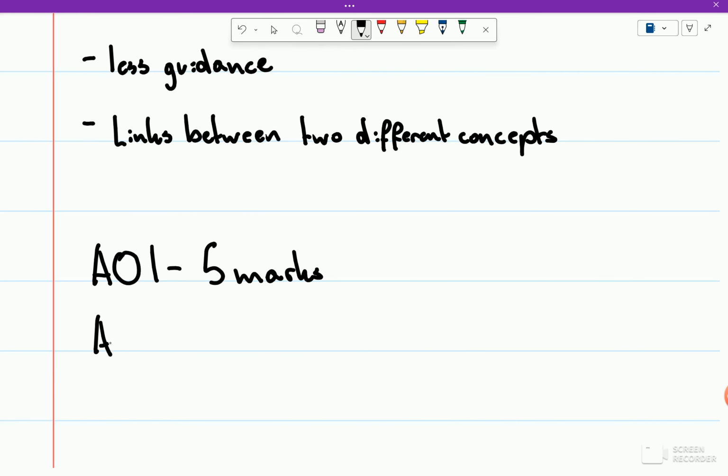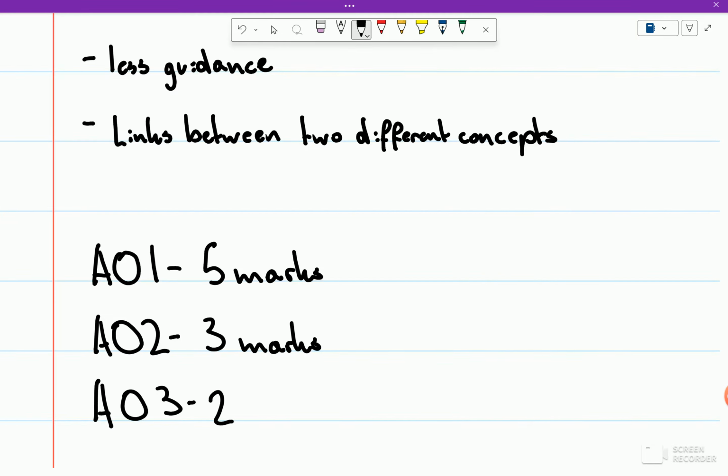AO2, 3 marks. And then AO3, 2 marks. So what does this mean?